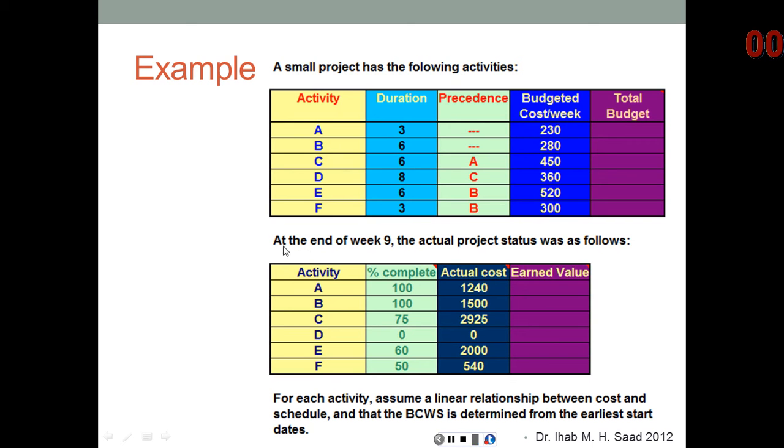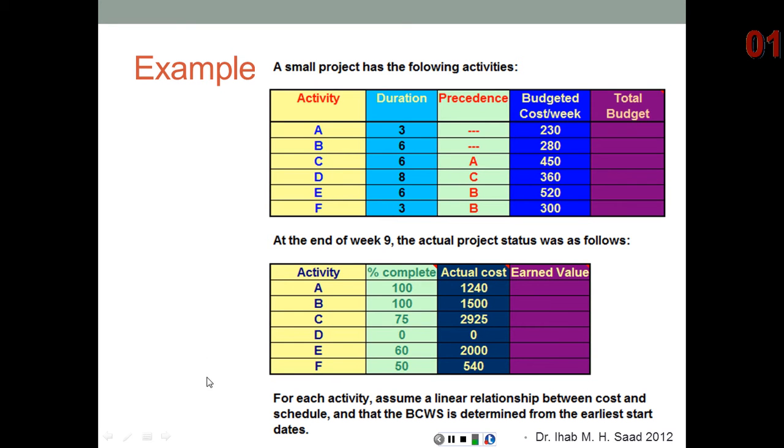So what we need to calculate is at the end of week 9, this is when we're performing our update or our review of the progress of the project. At the end of week 9, the actual project status was as follows. Activity A was 100% complete, so this is the percent of complete work or work done to date. B was 100% complete, C 75%, D 0, E 60%, and F 50%. And now we are also given the actual cost, how much it did actually cost to finish such activities. So A was complete at the cost of $1,240, B was complete at the cost of $1,500, and so on.